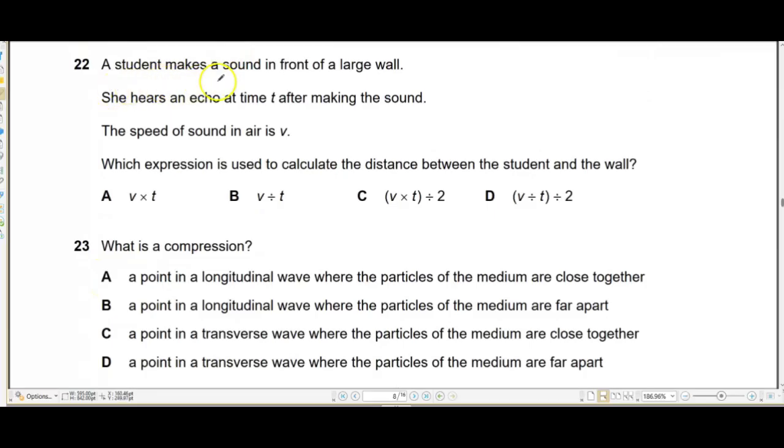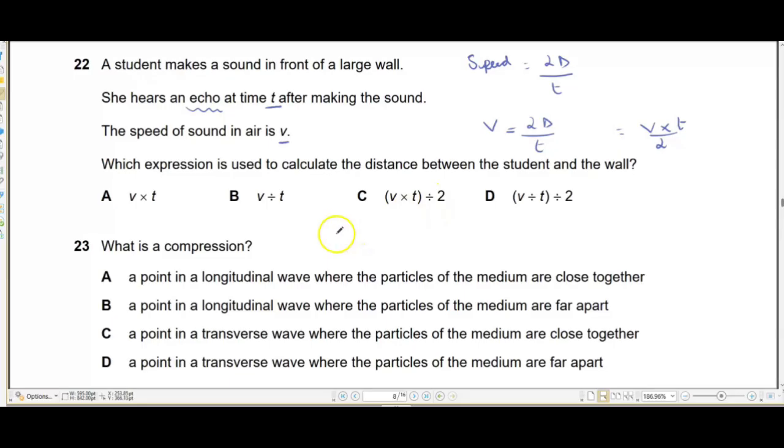Question number 22. A student makes sound in front of a large wall. She hears an echo at time t after making the sound. The speed of sound in air is v. Which expression is used to calculate the distance between the student and the wall? Whenever there is an echo involved, we have the formula speed is equal to 2d over t. The speed here is v, so the distance is going to be given by v × t over 2.